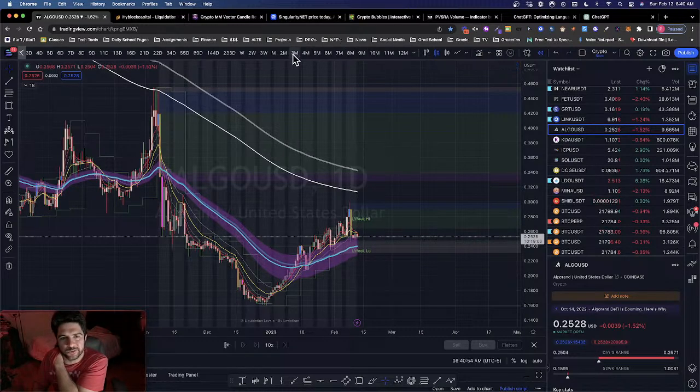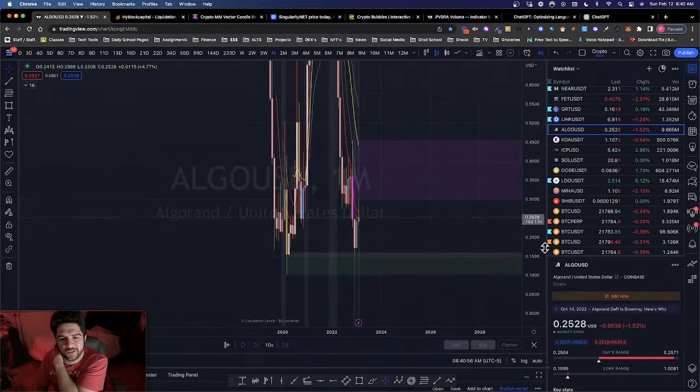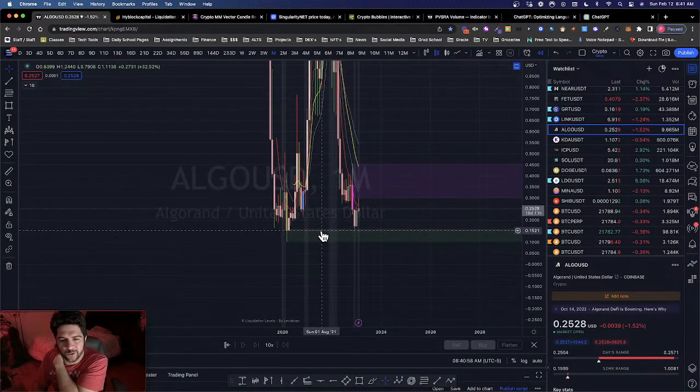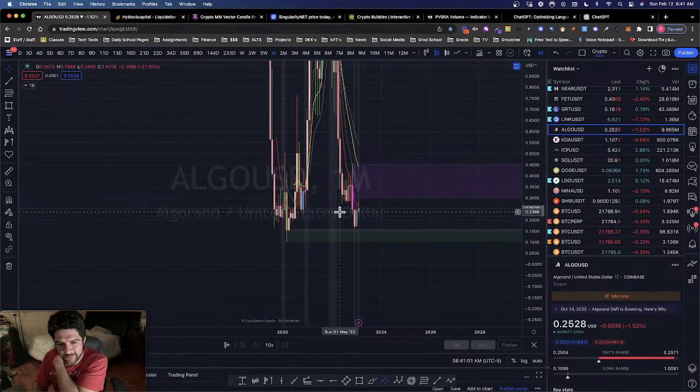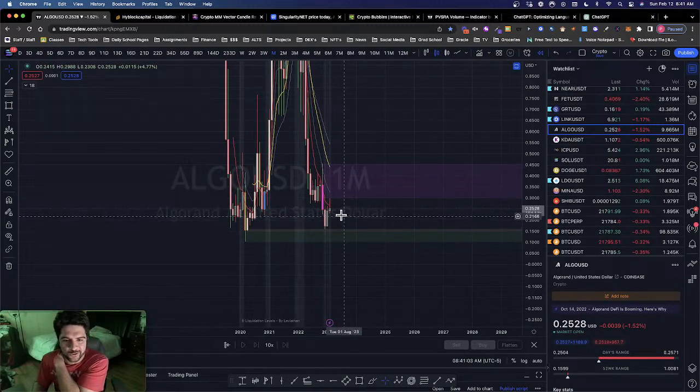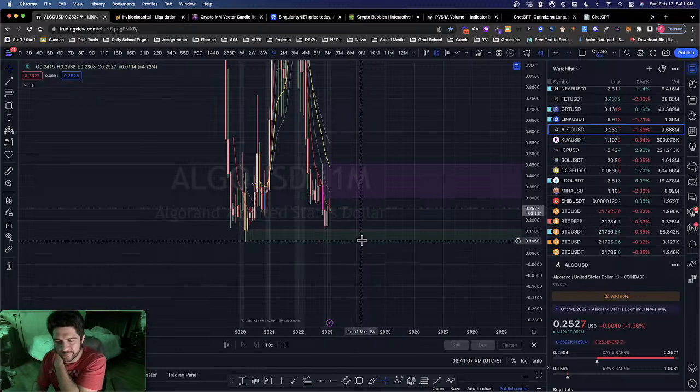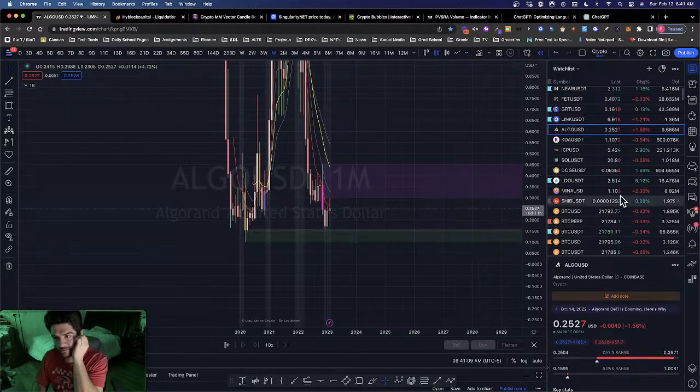Algo was another interesting one. Like Algo on the monthly, you're at your absolute lows on your monthly. How much lower do they want to go on Algo? It looks like they're just going to hold price here. But if Bitcoin goes down to whatever, a lot of this stuff is going to go to zero.